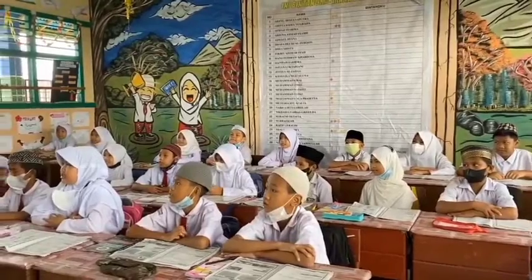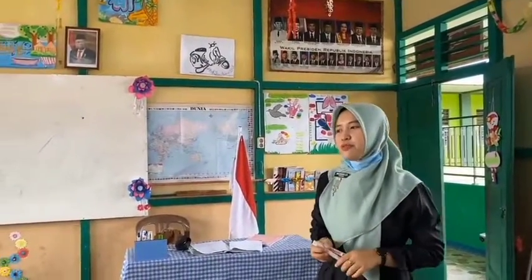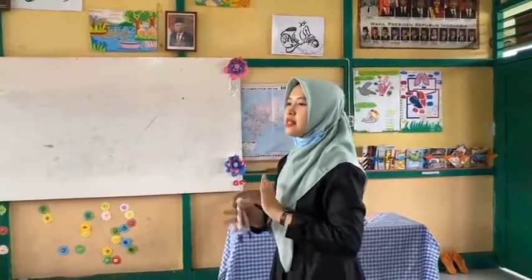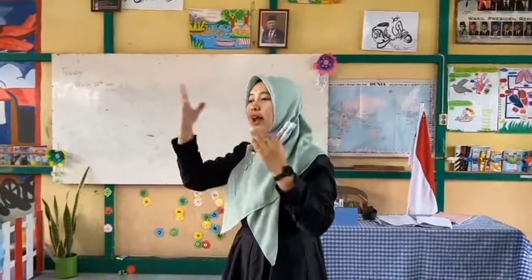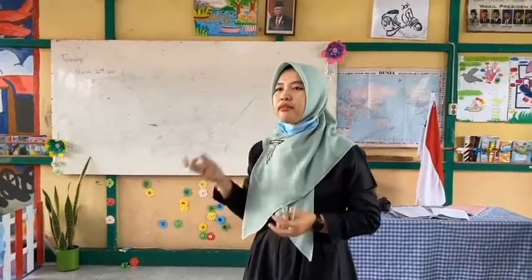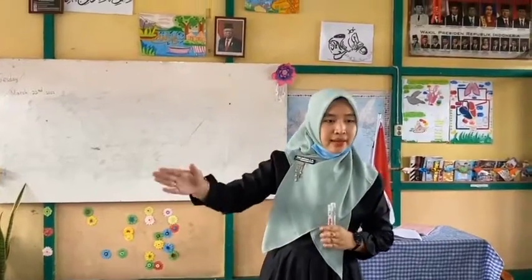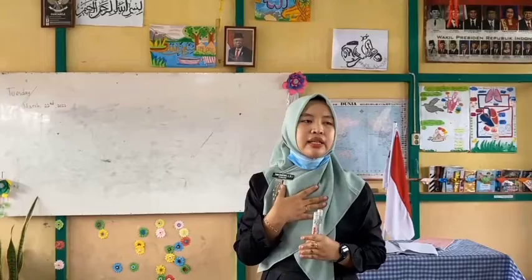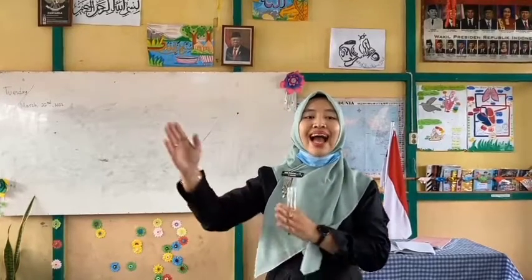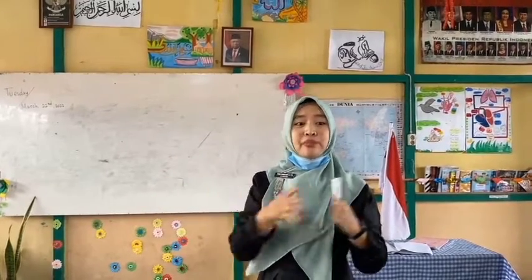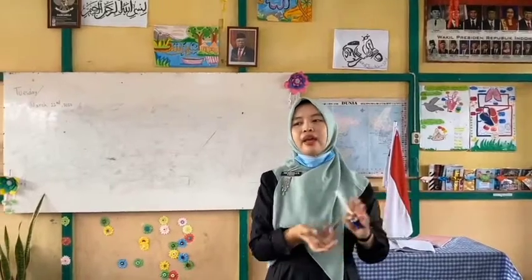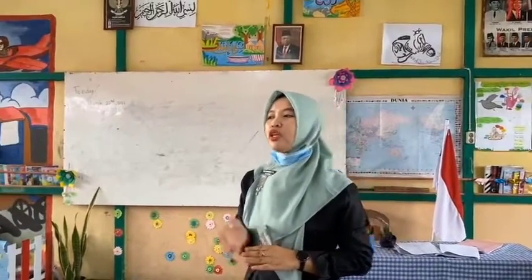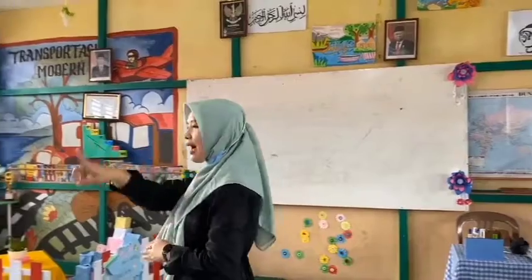Okay, good job students. Now, before we continue our lesson, I want you to memorize again the relationship between subject and to be. I will give the example. For the subject I, the to be should be am. And how about subject you? Are. Good job.